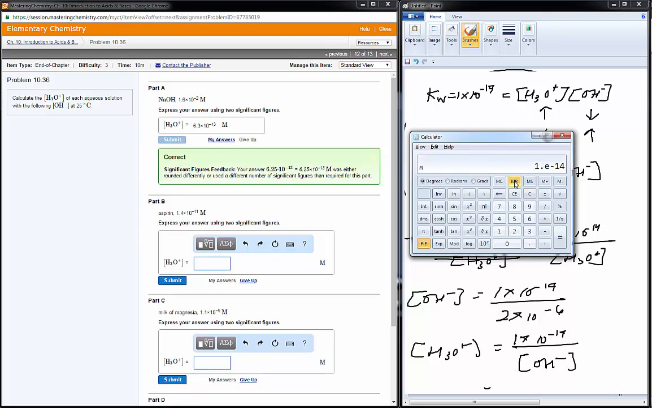Next, memory recall. That's 1 times 10 to the negative 14th. And now divide that by 1.4 times 10 to the negative 11th. That gives me 7.14 times 10 to the minus 4th.